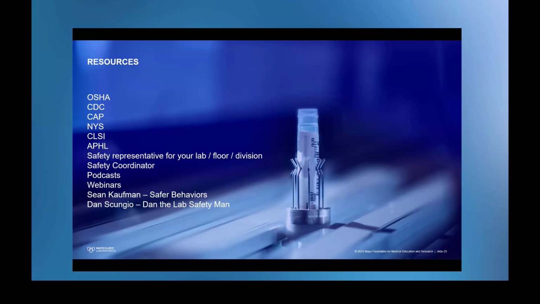Someone asked, what have you found to be the most helpful to encourage engagement among all lab staff in regard to safety?